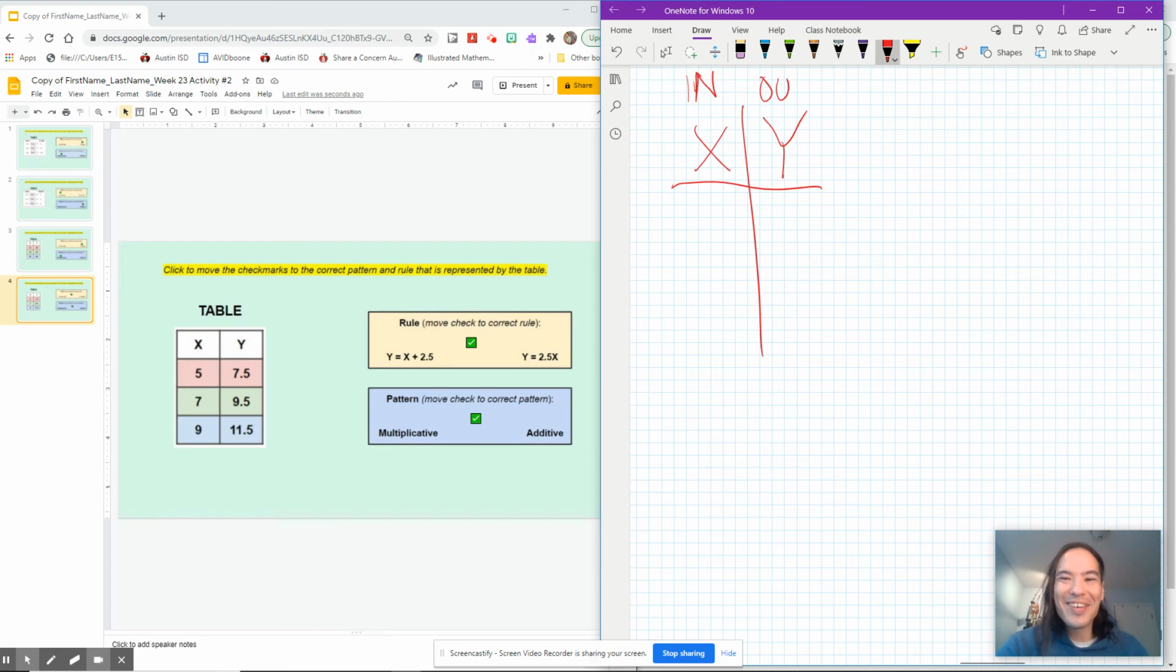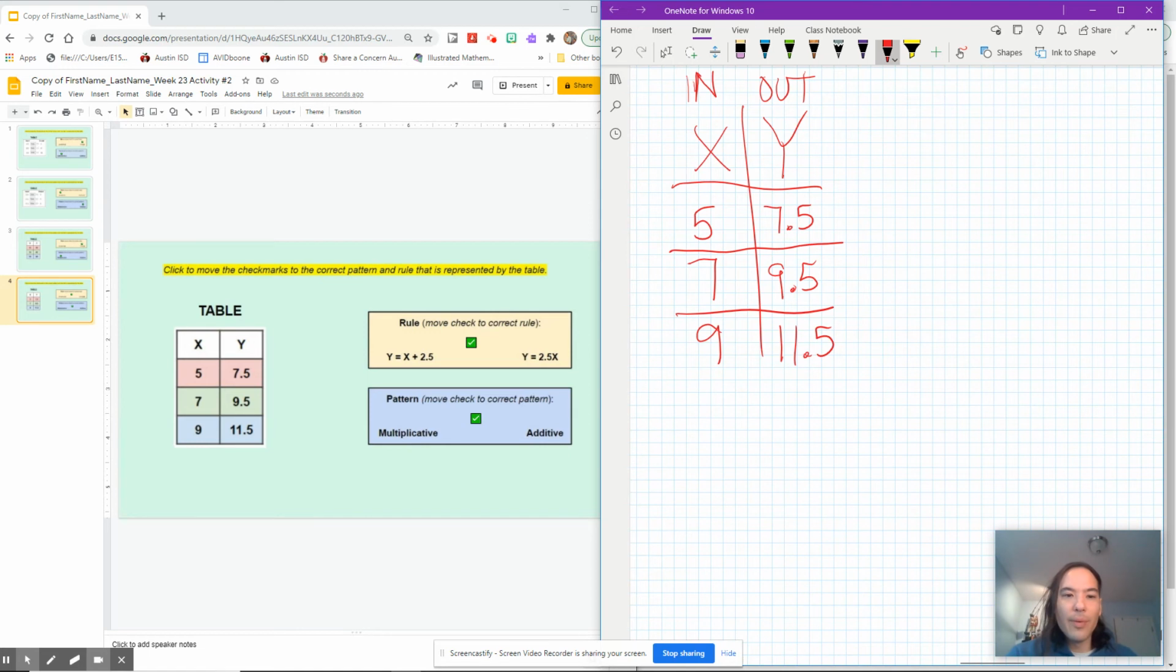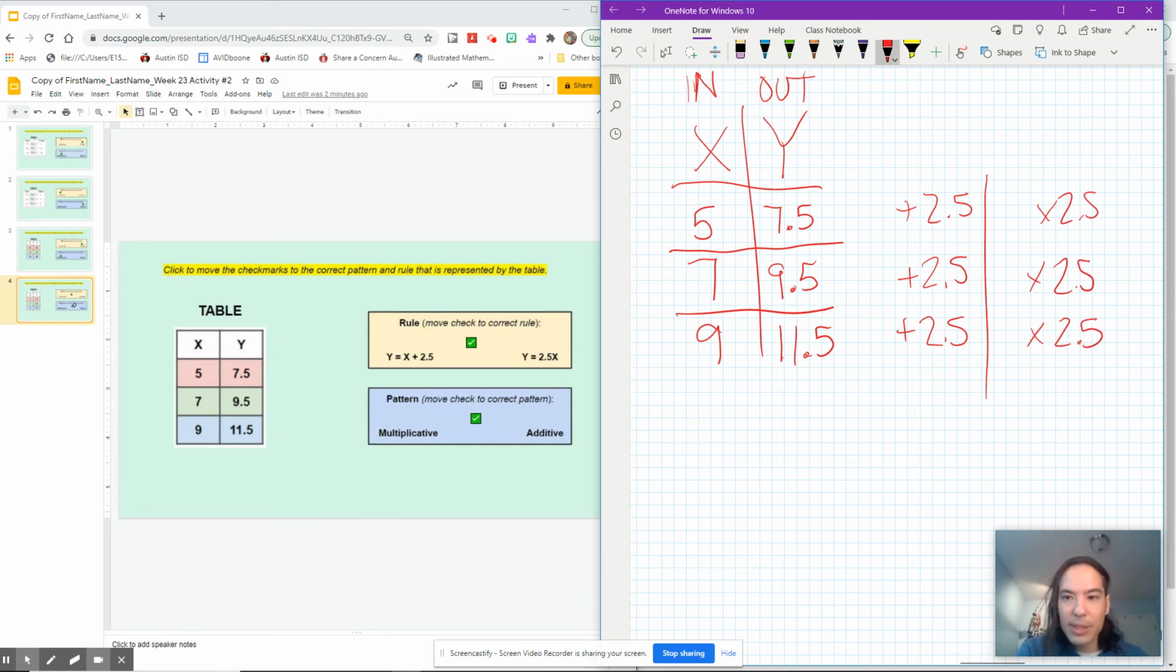Welcome back. Here we go. Here's your input and output. Input we had 5, output we had 7 5/10. Input we had 7, output we had 9 5/10. Input we had 9, and output we had 11 5/10. According to our rules, we could have either been adding 2 5/10 to all of these, or multiplying times 2 5/10 for all of these. I know that because when I'm looking at the rules, it says x plus 2 5/10, which would be these numbers plus 2 5/10, or y equals 2 5/10 x, which means we would take the x numbers and multiply them times 2 5/10. Let's find out which ones work. If we take 5 and add 2 5/10.